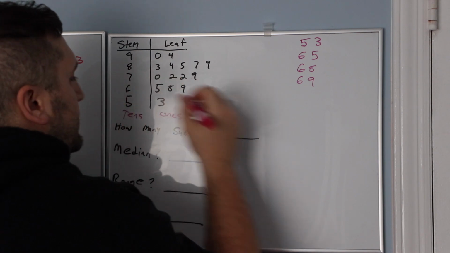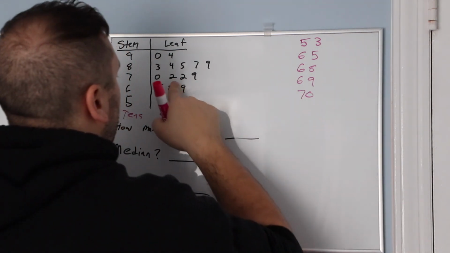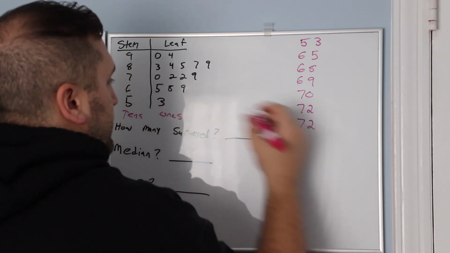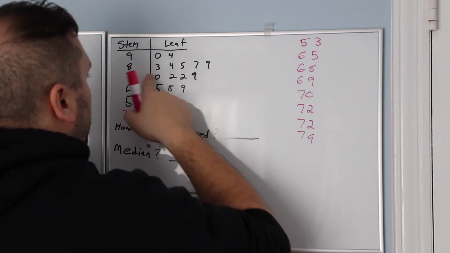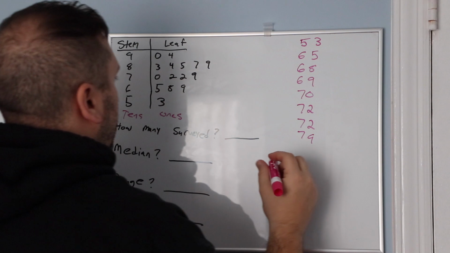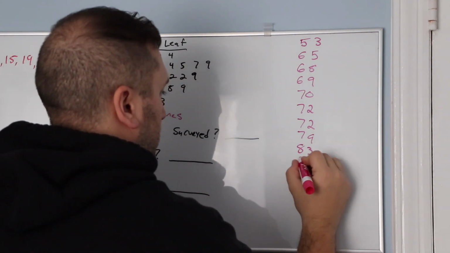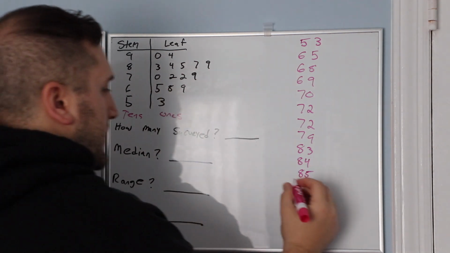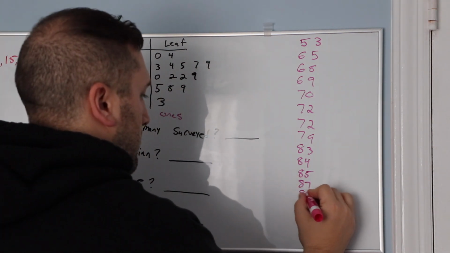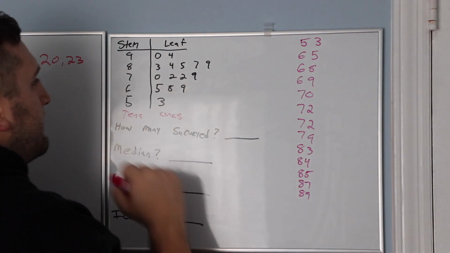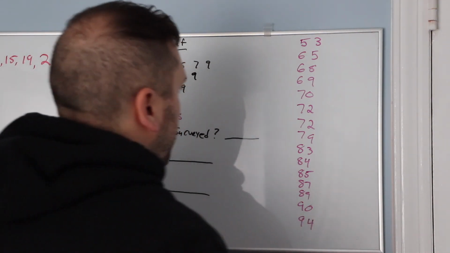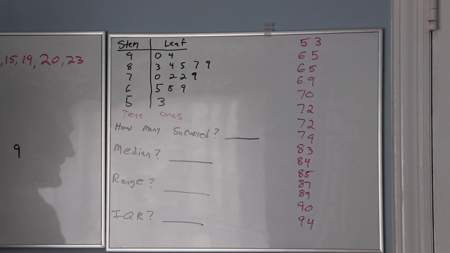So now I'm in my 70s. So I have 70, 2 72s, and a 79. And then I'm in my 80s, so I have 83, 84, 85, 87, 89. And then in my 90s, I have 90 and 94. Perfect. And that's it.